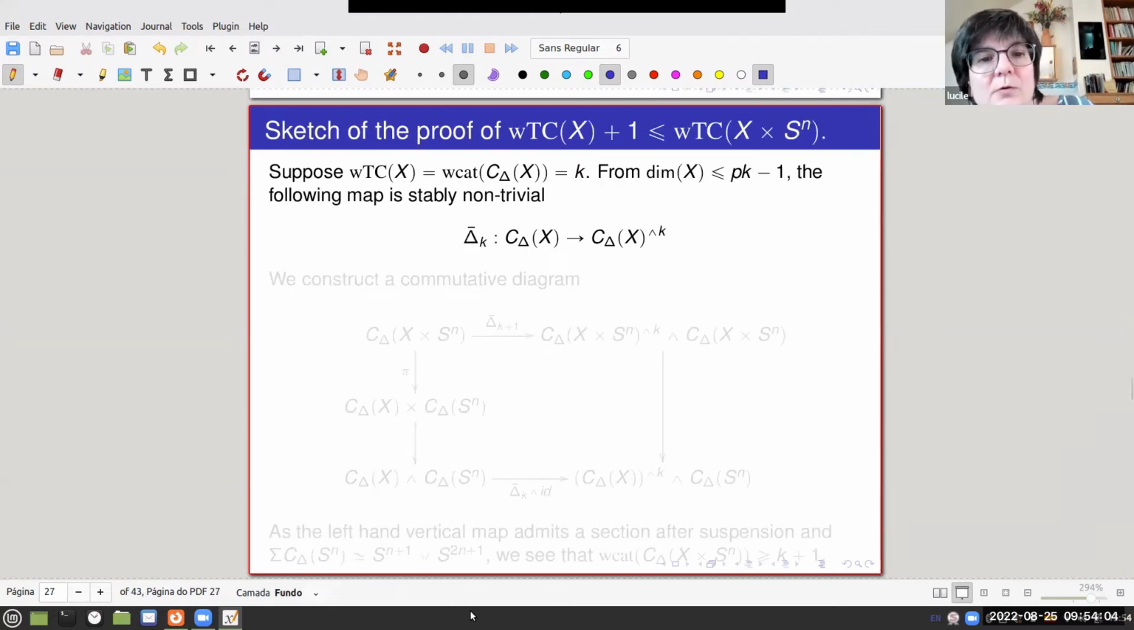So first, suppose that weak TC, which is a weak category of C delta, is equal to K. This means that this map here, this K reduced diagonal, is not trivial. Because if it was trivial, weak TC would be less than or equal to K minus 1. So this is not trivial. And now with the condition of the dimension we have in the statement, which can be formulated like that, dimension of X less than or equal to PK minus 1, we can see that this map, here the dimension of that is just 2 times the dimension of X, and using the connectivity of this space, we can see that this map is stable. So to say that this is not trivial is the same as to say that this is stably non-trivial.